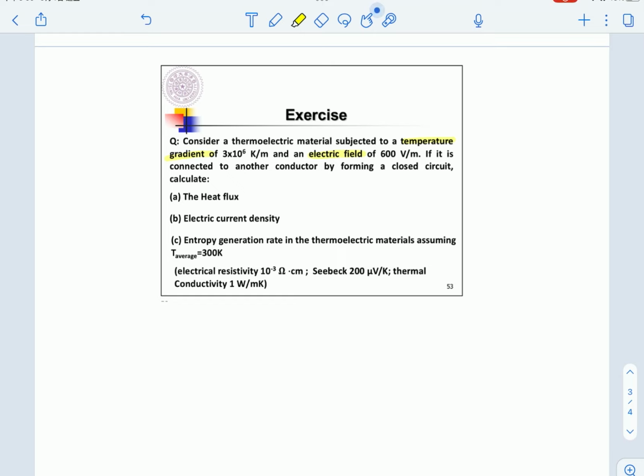So if we connect this material to the other connector, forming a closed circuit, could you please help us to do what? Calculate the heat flux and also the current density. And problem C is, can you calculate what? The entropy production rate.